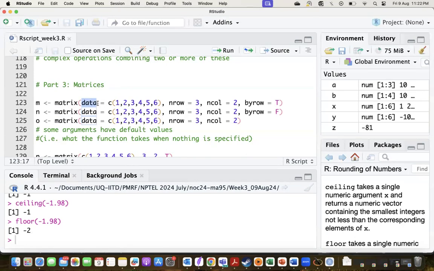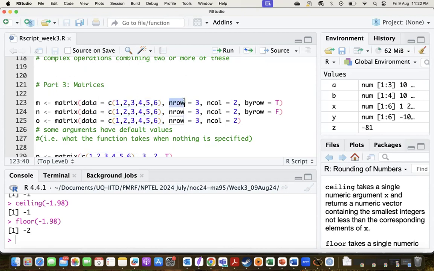So the first argument is data, where you actually specify what values are going to be there in your matrix. And definitely the values that you give, it's a group of values, right? Which currently don't have a shape of 2 by 3 or whatever, x by y. So you just give them as a vector. So here I'm feeding it 6 values. A vector has 6 elements.